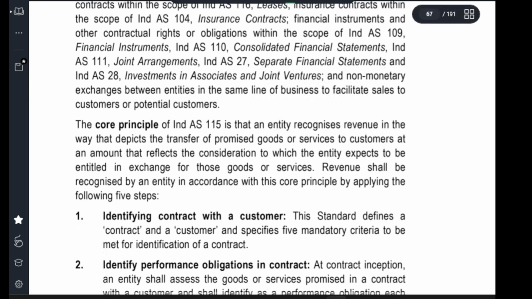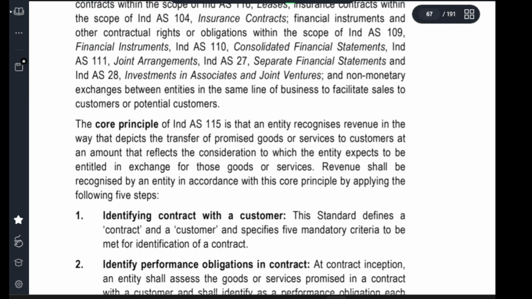That's what has been said. The core principle of Ind AS 115 is that the entity recognizes revenue in a way that depicts the transfer of promised goods or promised services to the customer. So recognize revenue when the title is transferred, and risk and reward is transferred. The amount should reflect the consideration to which the entity expects to be entitled in exchange for goods and services. So what is the amount the entity is entitled to for doing such a service or providing such goods, that is to be accounted as revenue.